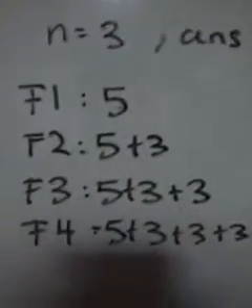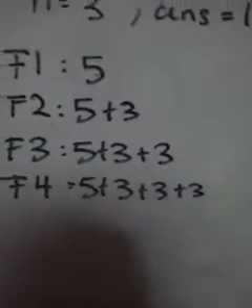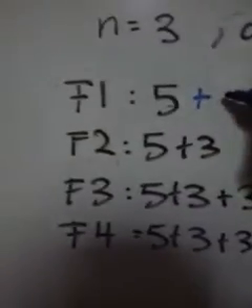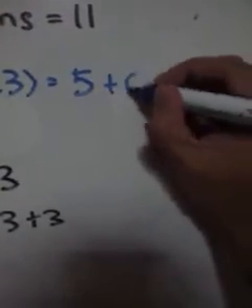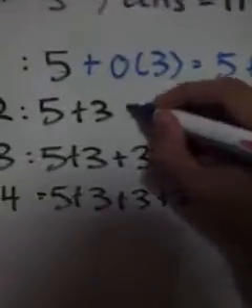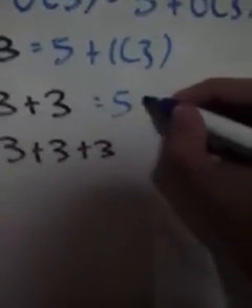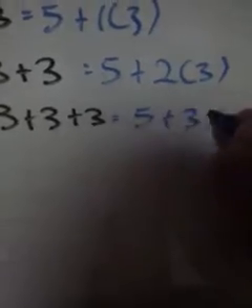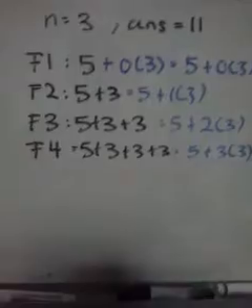So the question is, how do we put this into a formula or an n term? So we have to add something. Plus, how many trees do we have here? It's 0 trees. So what's the formula? 5 plus 0 times 3. And here is 5 plus 1 times 3. Here is 5 plus 2 times 3. 5 plus 3 times 3. So this is in terms of numbers, but how do we put it in terms of n?